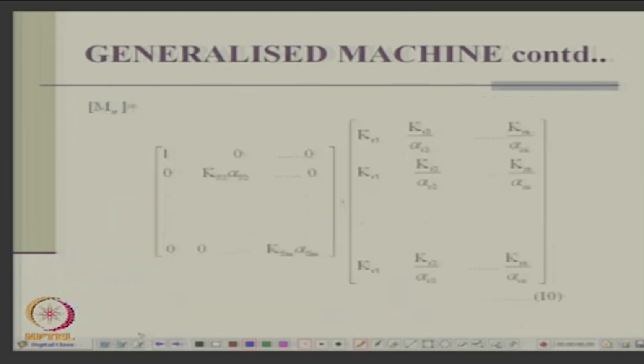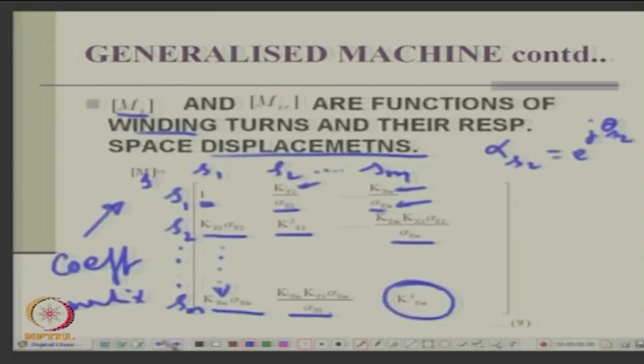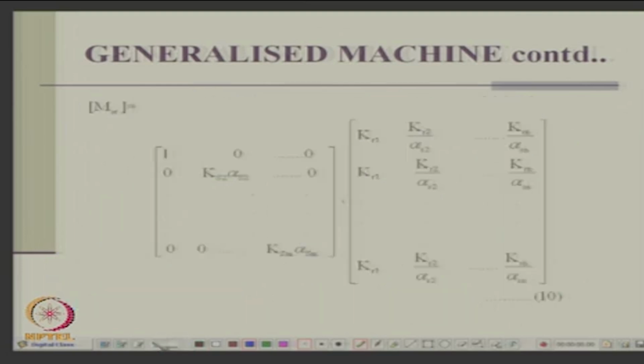Now, MSR, that is between the stator and rotor windings, will be the product of these two, one Ks2 alpha S2 etc. and KR1 etc. Okay. This will be the MSR, right.